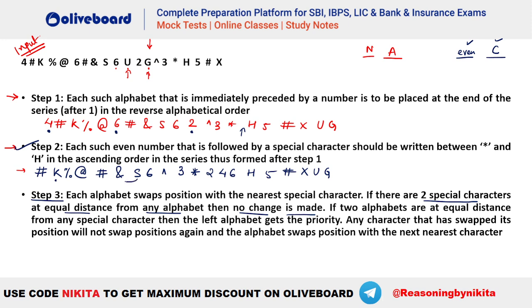But here let's talk about S. You can see S is nearer to this ampersand here. So this will change its place. You can see we have percentage, at the rate, hash, and then we have your S and ampersand, which will change places. So we will have an ampersand, S, and then we have a 6 here.